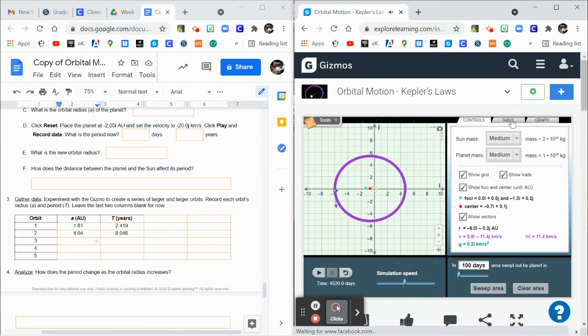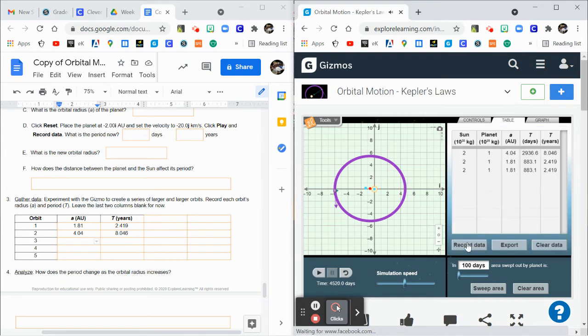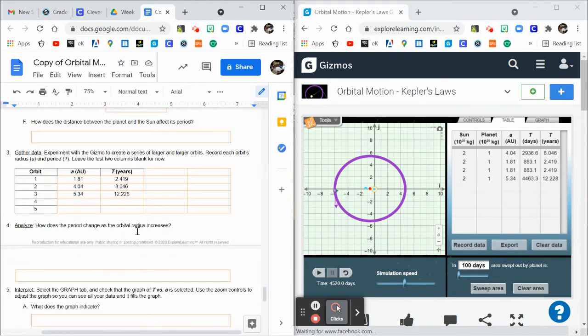All right. See the table. Record the data. So the radius, 5.34, and in years, 12.228. Okay, there you go. So you do two more. All right. How does the period change as the orbital radius increases?